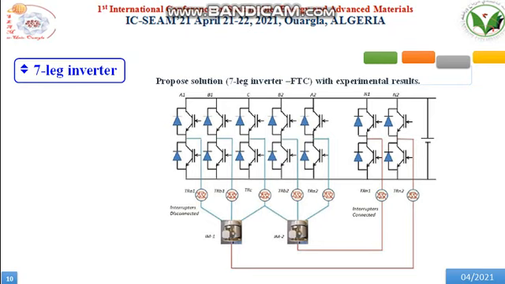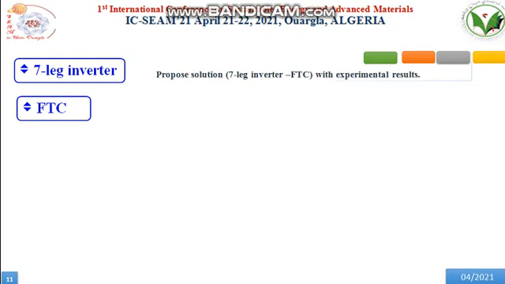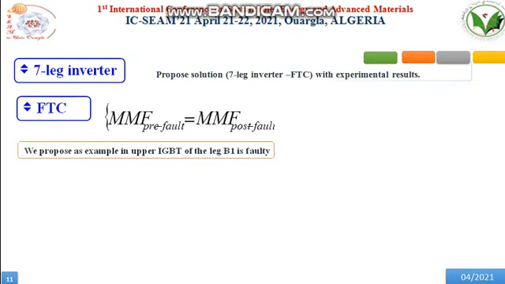It has 5 legs active in the normal case, and 2 additional legs, connected to the other machines, are activated when a problem occurs. This inverter is controlled by a new technique, the FTC. The principle of this technique is that the motor's magnetomotive force pre-fault equals the multimotor's force post-fault. As an example, we propose that the upper IGBT of leg B1 is faulty.